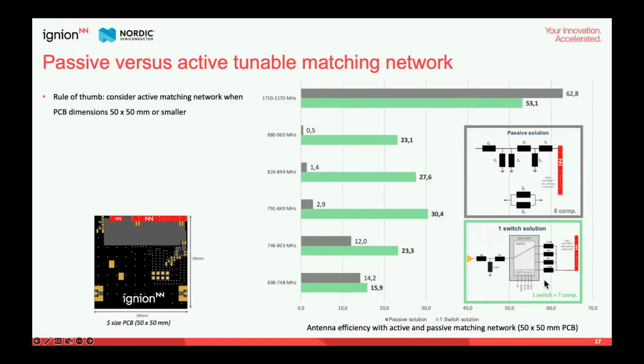So if we go back again to the result, you can see now that with this strategy, which is very compact, it's only one switch. In the bill of material, it's 5 or 6 lumped components in addition. Now the results are in the green lines, and the efficiency is much higher. For instance, at 880, 960, with the passive it was only 0.5%, now we have 20%. It's more than 40 times more efficiency.